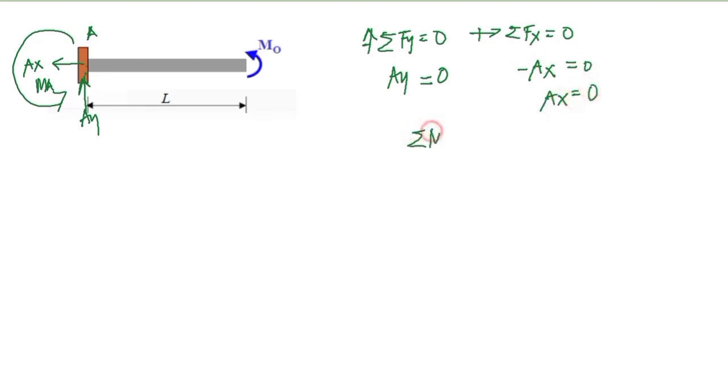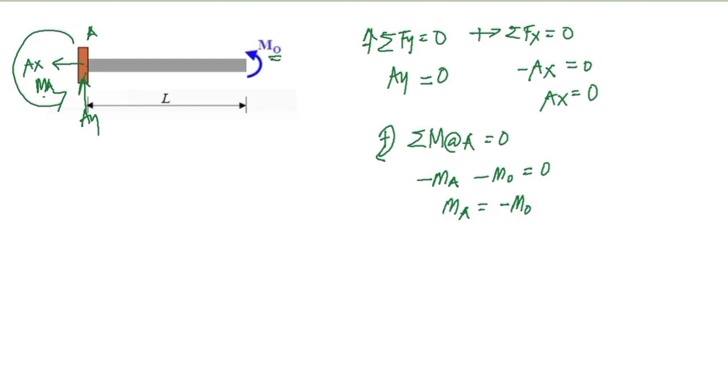And if we are going to summate moments at point A is equal to 0, taking the clockwise direction as positive, we assume that our moment at A is directed counterclockwise, meaning that is negative MA. And this MO here is directed also counterclockwise. So we have here minus MA minus MO is equal to 0. Yan. So moment at A is equal to negative of moment at O. No?